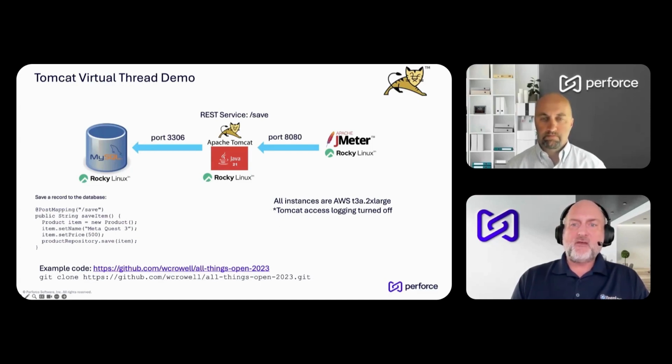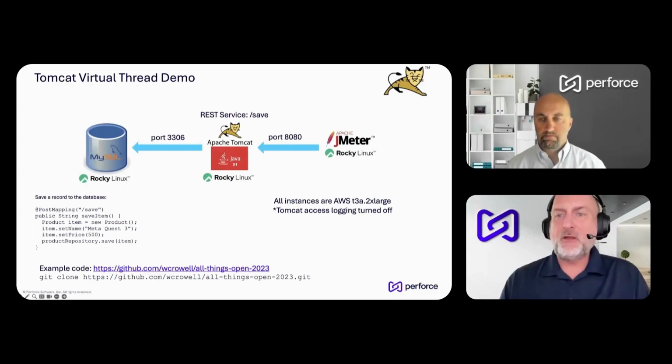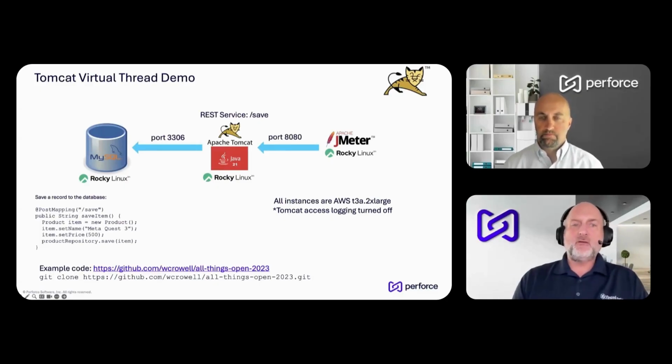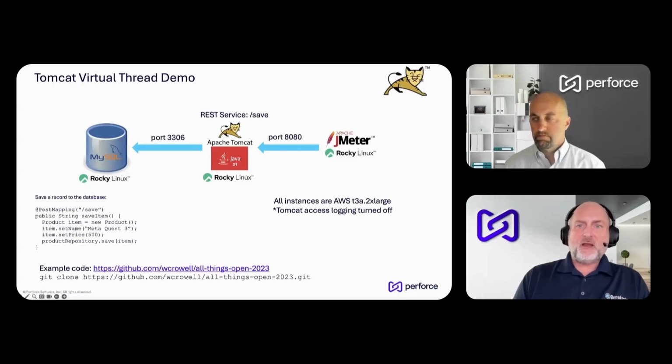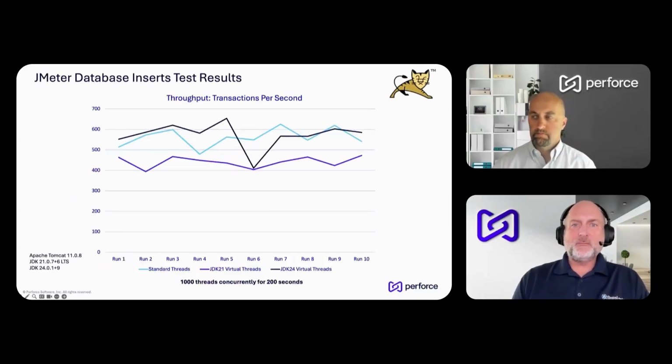And for this test, I turned off the Tomcat access logging, which can actually give you a little bit of overhead, but I really didn't notice much when I was doing my testing. But just to be thorough, I did disable it. So the results that I got from this test were quite surprising.